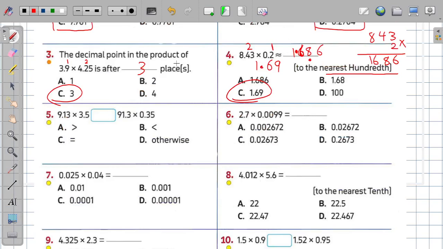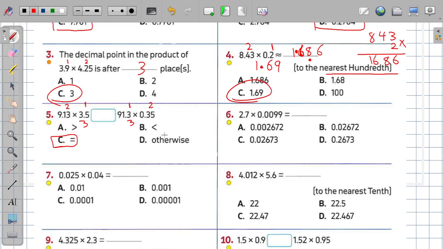Next, I have 9.13 by 3.5, and here I have 91.3 by 0.35. I think it is the same digits, but the decimal point in different positions. Here I have 2 decimal places and 1 decimal place. Here I have 1 decimal place and 2 decimal places. So the result here will have 3 decimal places, and here the result will have 3 decimal places. So I think that the two results will be equal. So I will choose C.